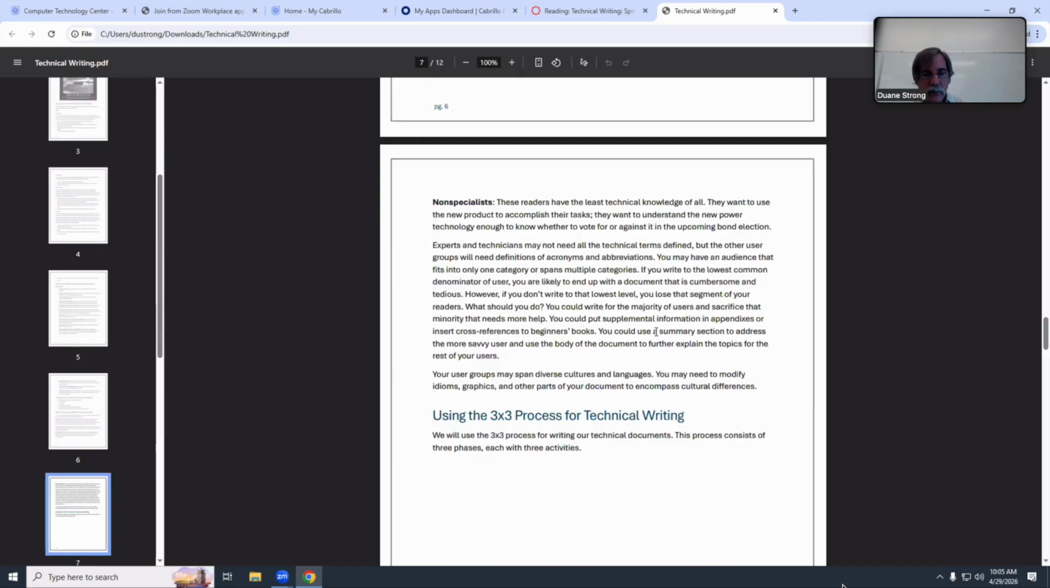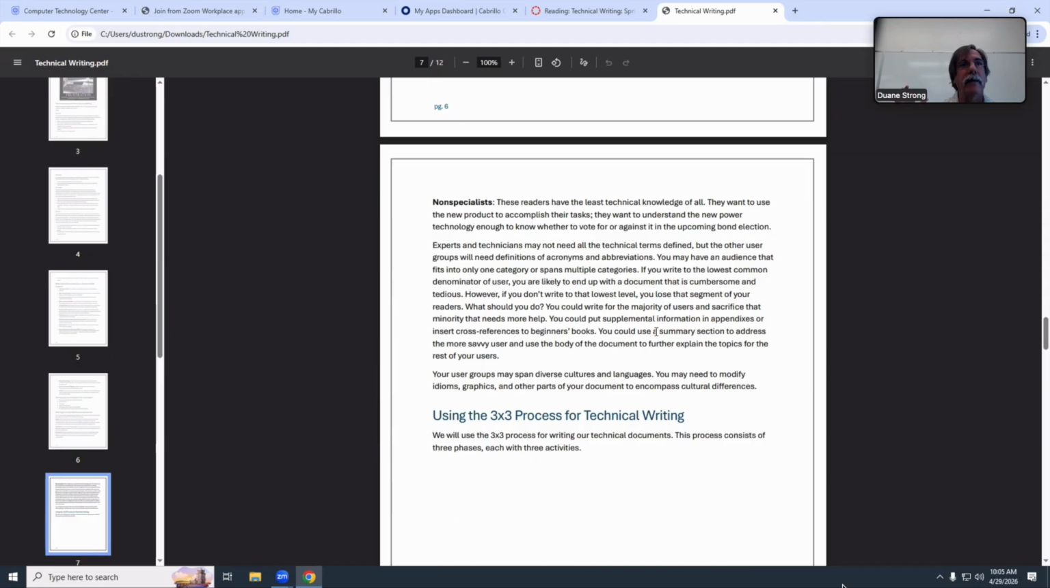So the non-specialists, these are just the readers that have the least technical knowledge of all. They just want to use the thing and to accomplish their task. They want to understand the new power that this technology gives them, enough to know whether to say, yeah, we want that thing, or no, we don't want that thing.